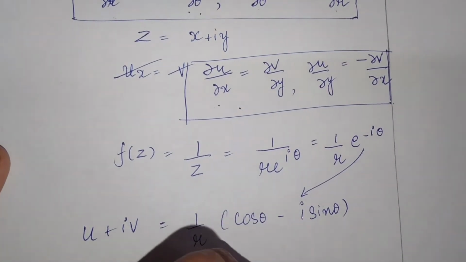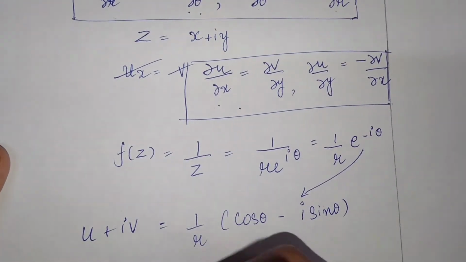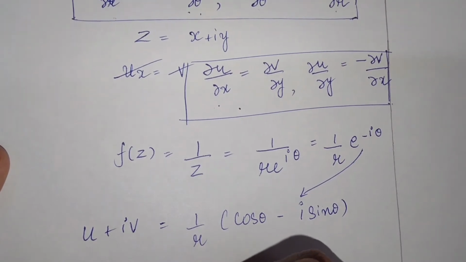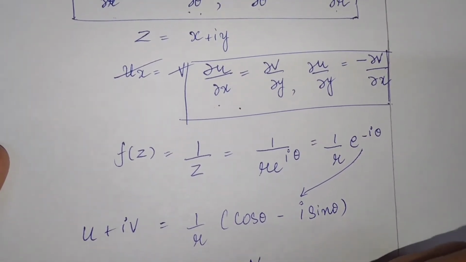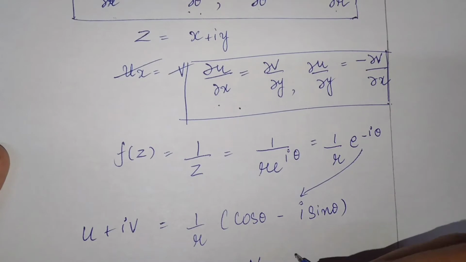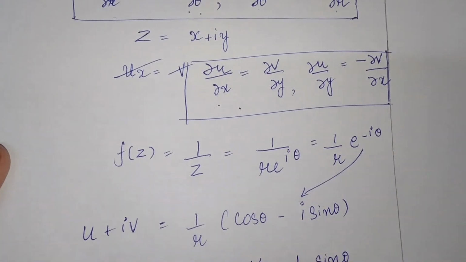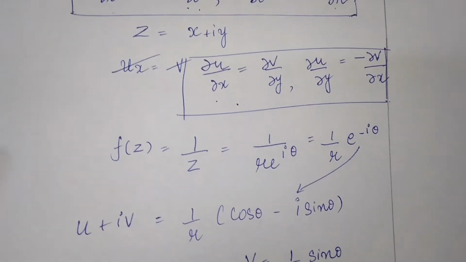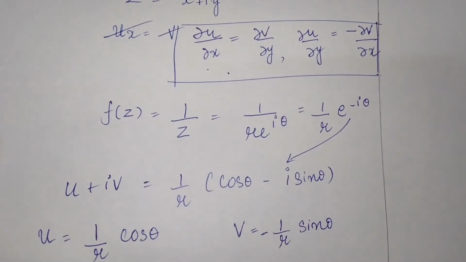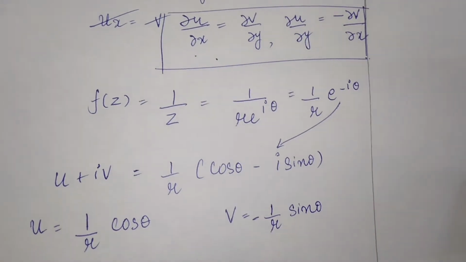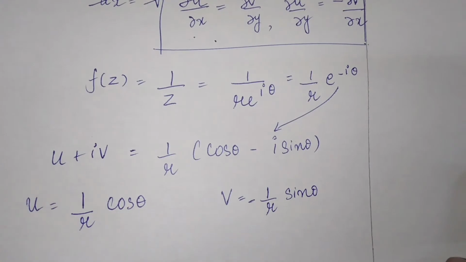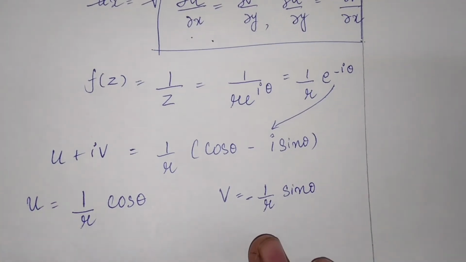Okay? Now this is our u plus iv form. So from this we get u, the real part, that is 1 by r cos theta, and v will be the imaginary part, that is minus 1 by r sin theta. So we got u and v. Now from this we can find del u by del r, del u by del theta, del v by del r and del v by del theta. We have to do it the same way as we did with x and y.